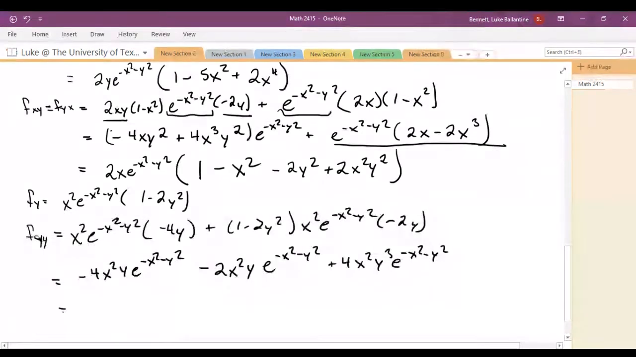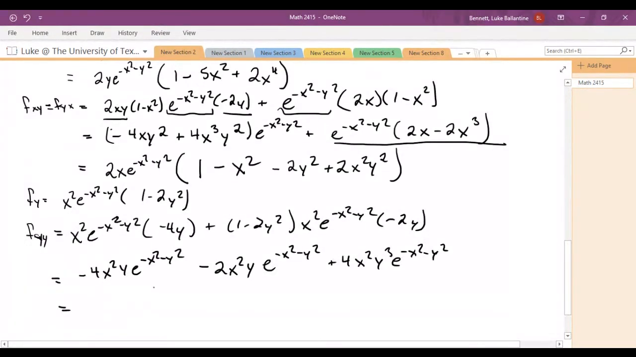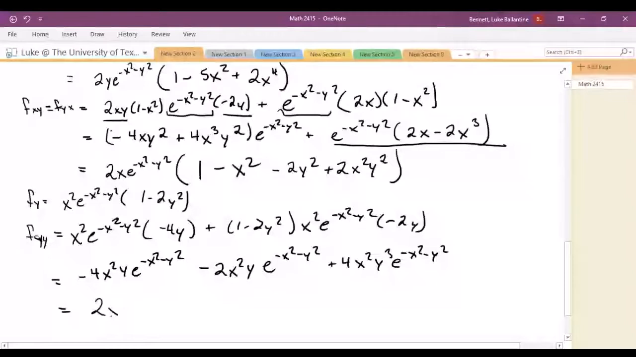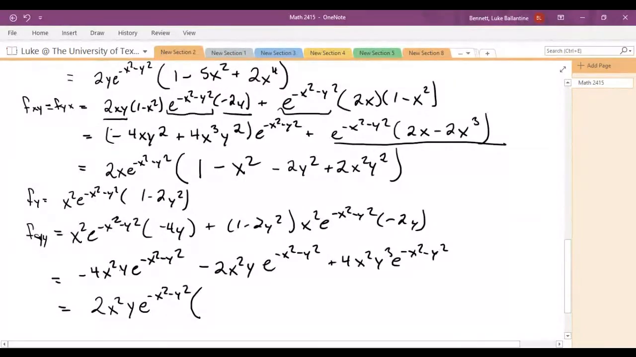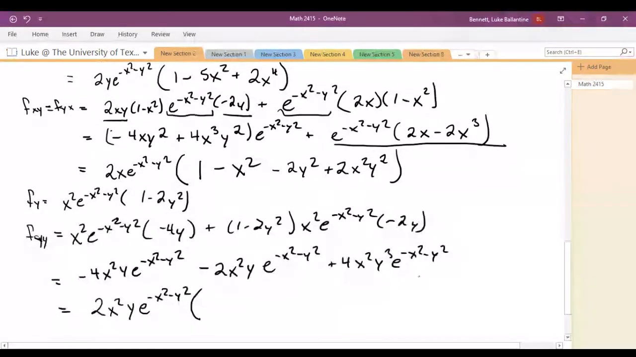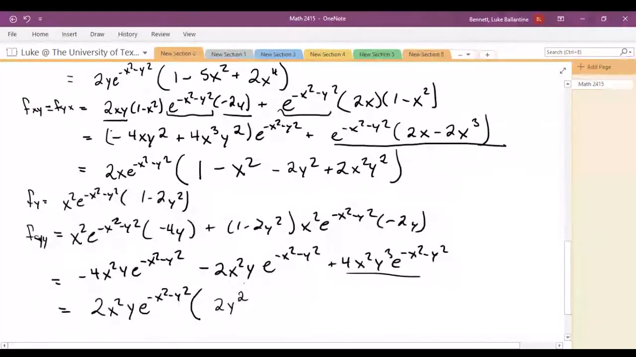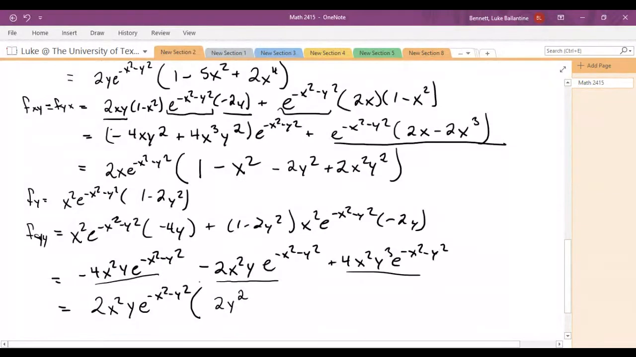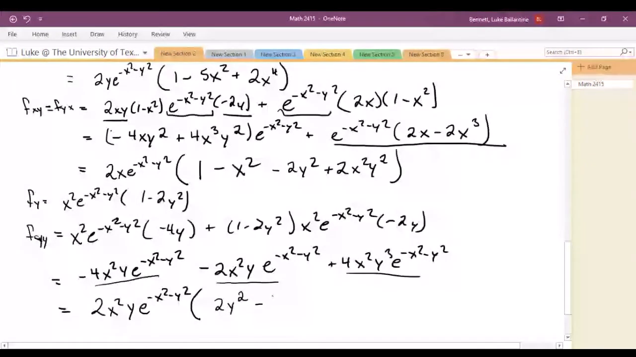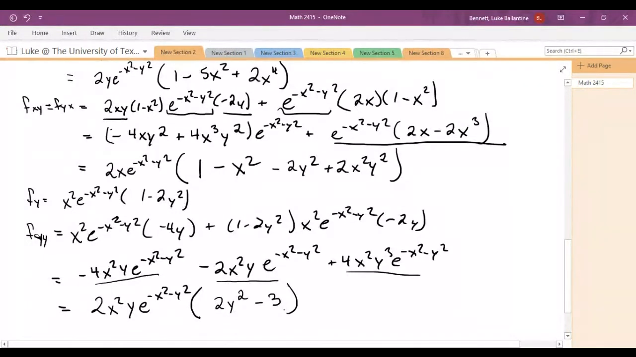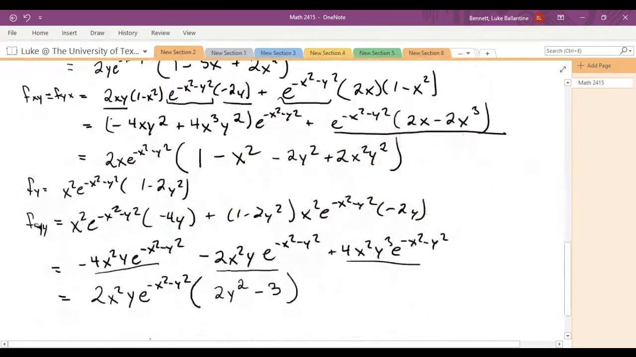Yeah, that looks good. And then we factor out an e. We can factor out a 2. We can factor out an x squared and a single power of y. So 2x squared y e to the negative x squared minus y squared times, and then we factor out, let's do this one first. So we get 2y squared, and then over here, these are like terms, so they add, that's negative 6, but we're factoring out a 2, so that's negative 3. And that looks good. Again, let me know if I make a mistake.